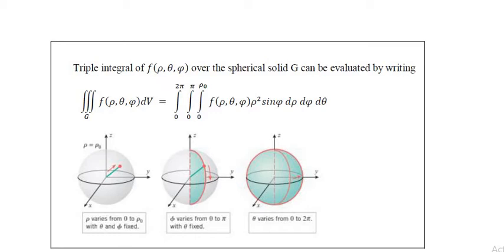So in this triple integral in spherical coordinates, rho is varying from 0 to rho 0, phi is varying from 0 to pi, and theta is varying from 0 to 2 pi. This is how we evaluate the triple integral over the spherical coordinates.